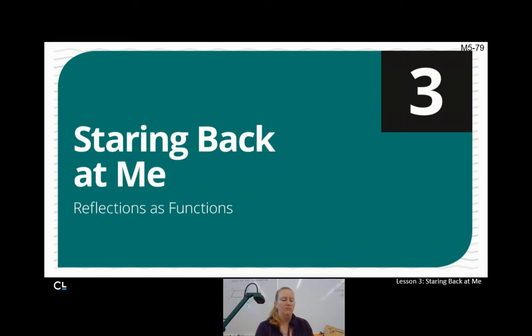Hi, Integrated Math 1. Welcome to lesson 5.2.3a. We're doing day 1 of reflections as functions. So last couple days we were looking at our translations, our slides, and how we could write them in function form and use the function form, all that cool stuff. We're now going to do the same thing with reflections.